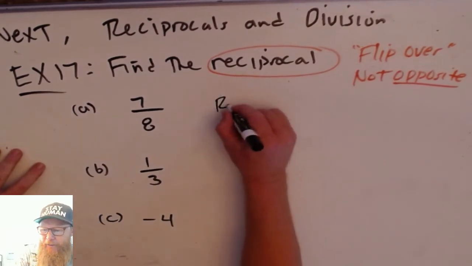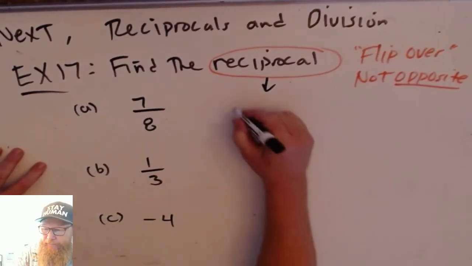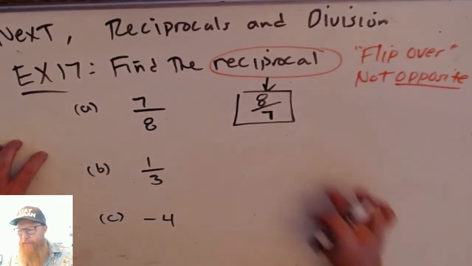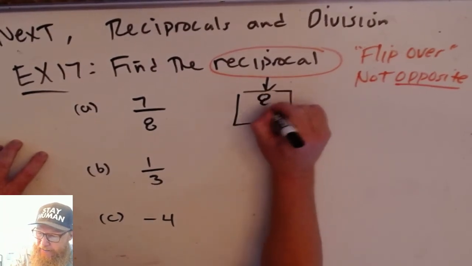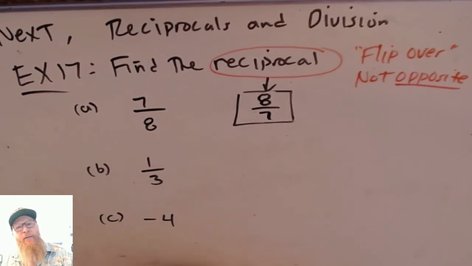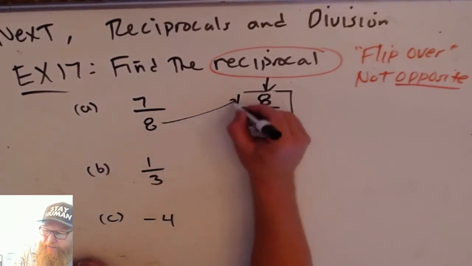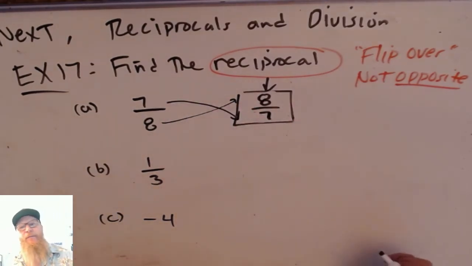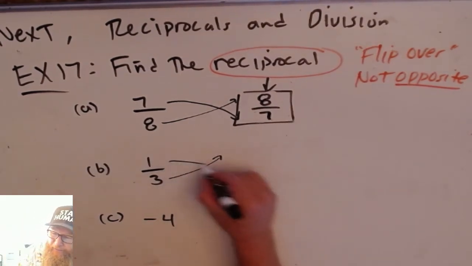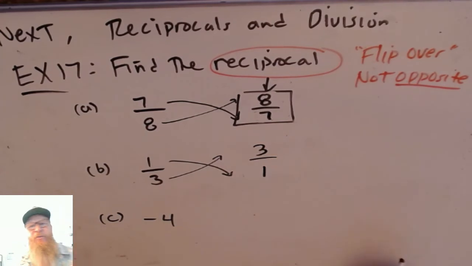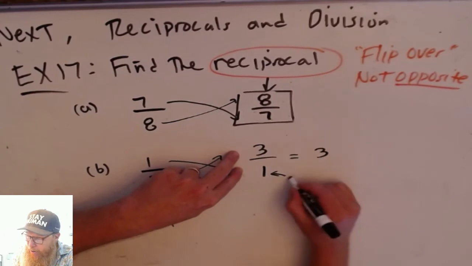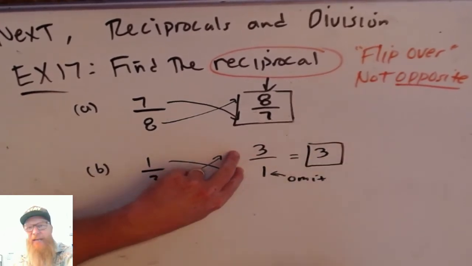So the reciprocal is 8/7. I don't really care how you draw the line. It could be horizontal like that, or you can make a slash kind of thing. So notice it's been flipped. Okay. Do not change it into a negative. So for this one, the reciprocal is 3/1. Since the 1 is in the denominator, we omit it, and you just say 3.